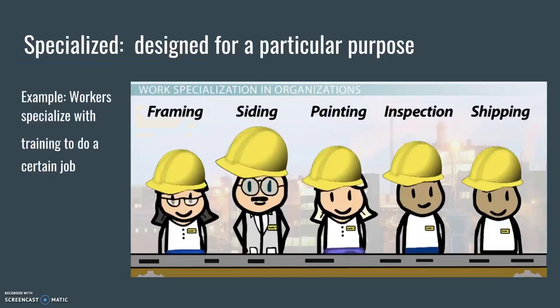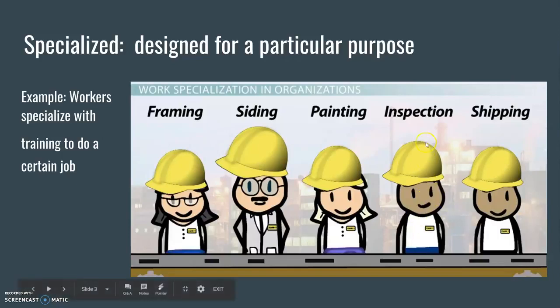The first thing that we need to talk about is what specialized actually means. When we say something is specialized, it is designed for a particular purpose. Our example here is workers that specialize with training to do a certain job. In this particular organization, we've got some people that are working to build a house. Over here, we've got someone who has specialized in how you would need to get the permits for shipping, how to get all of the materials, where you would get all of the materials, all of those things.